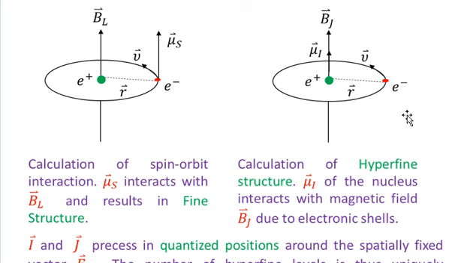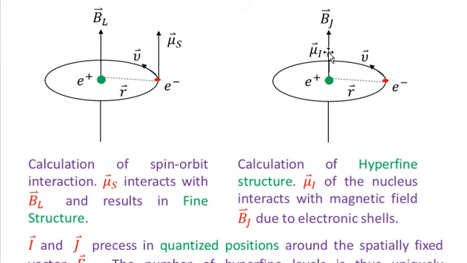And in the figure on the right hand side, the magnetic field is represented by Bj. This magnetic field is quite different from the magnetic field BL. BL is produced by the motion of the electrons around the nucleus, whereas Bj is produced by the shell of the electrons and by the electric quadrupole moment of the nucleus. So these two produce the value of Bj at the site of the nucleus.